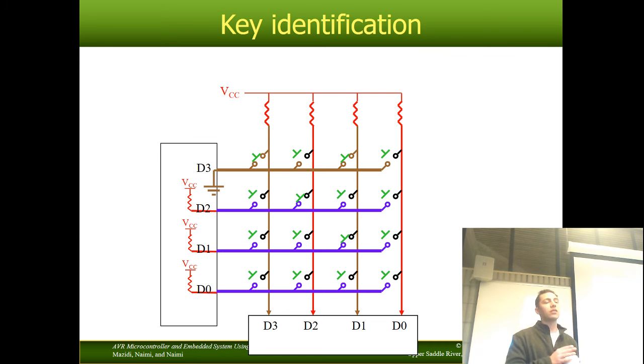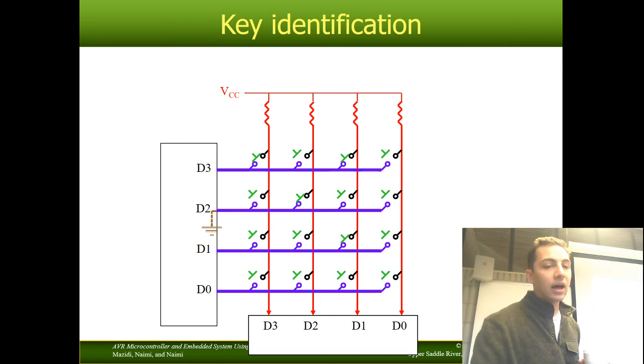That tells me in row D3, column D3 and D1 have a button that has been pressed. That tells me just that row, though. So next, I have to swap.